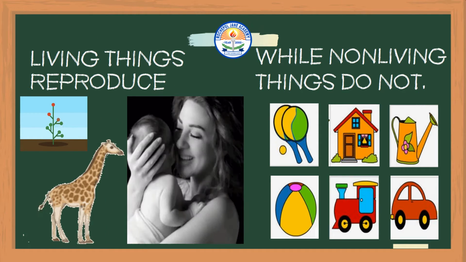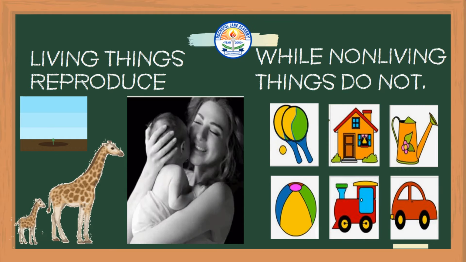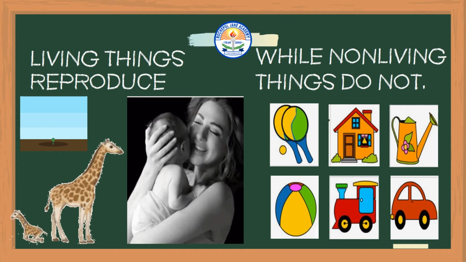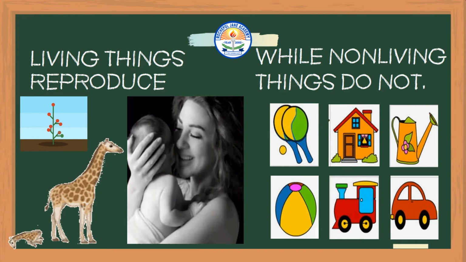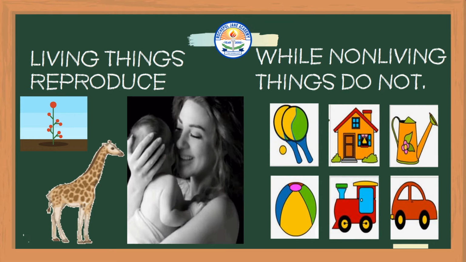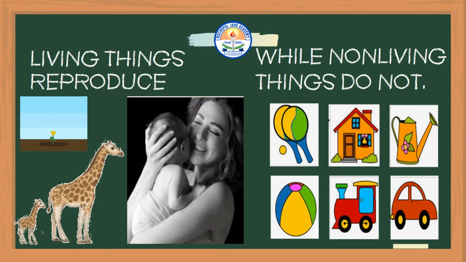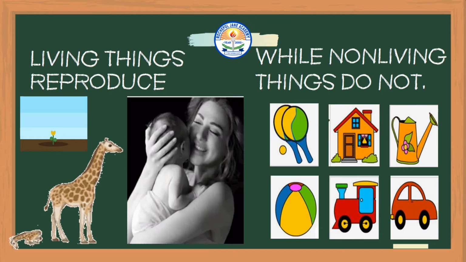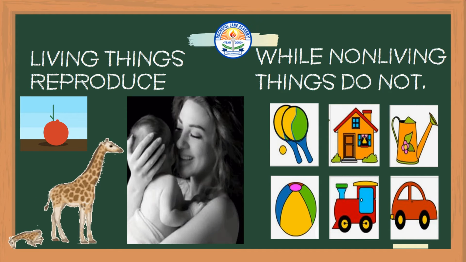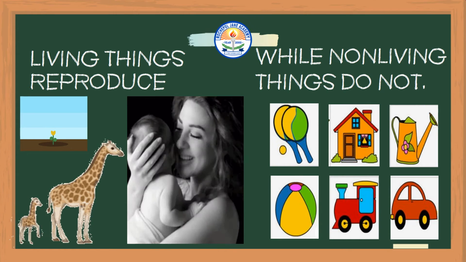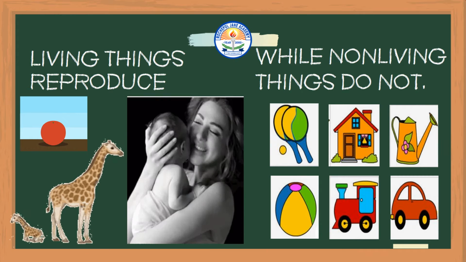Living things reproduce. Reproduction is a process by which humans, animals, and plants produce offspring of their own kind. So this ensures that their kind will not die. While the non-living things do not. You can only make them so that they will grow in number.